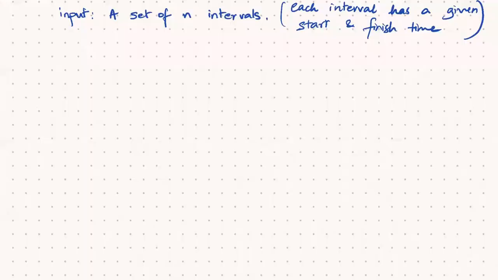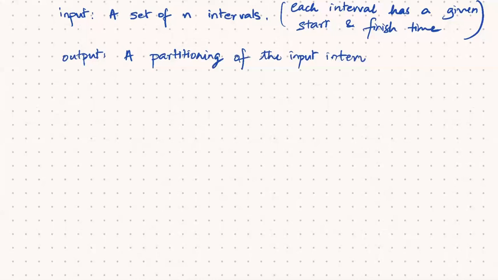So our input to the problem is a set of n intervals. Each interval has a given start time and a finish time, just like in the previous problem. Now the output that we are looking for is a partitioning of the input intervals into a minimum number of groups, such that each group contains only non-overlapping intervals.